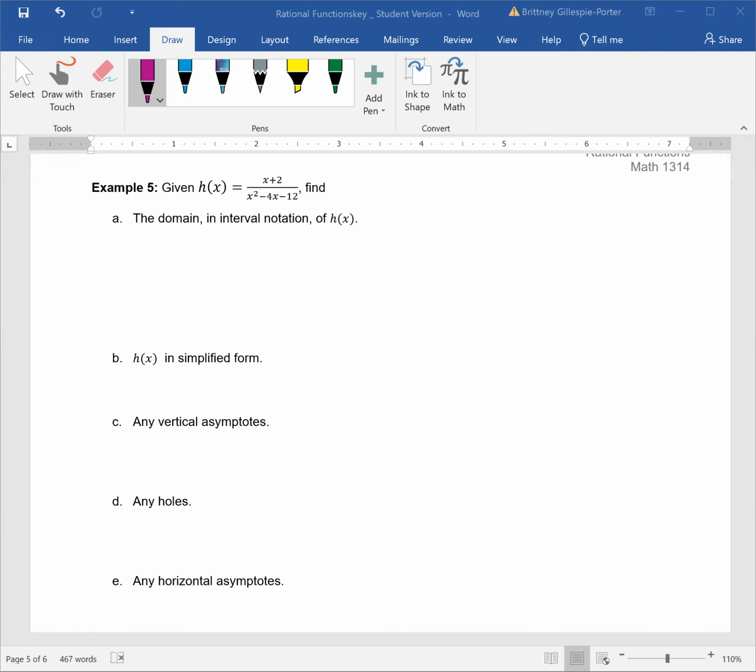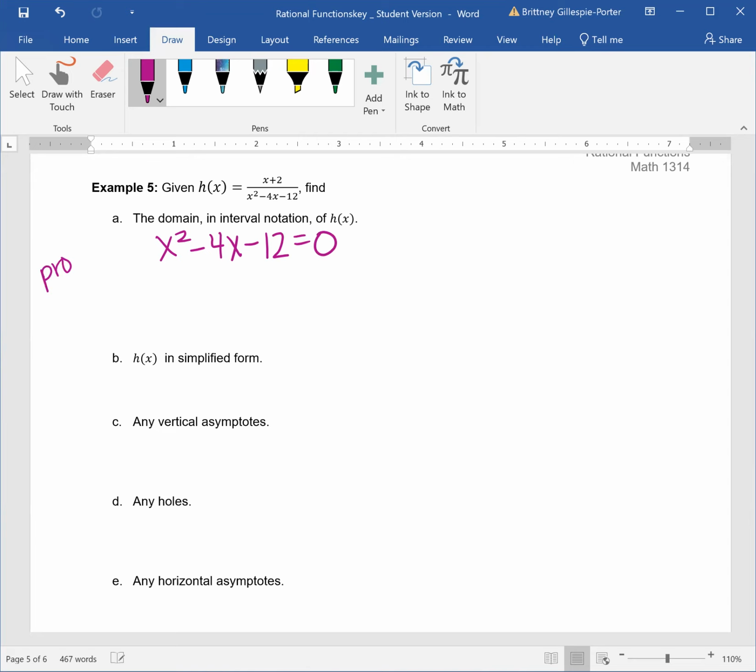Let's try another example. Okay. So now we have h of x equal to x plus 2 all over x squared minus 4x minus 12. To find the domain, we first need to find our restricted values. Take our denominator, set it equal to 0, and solve.